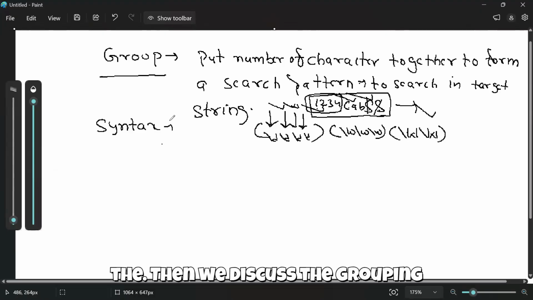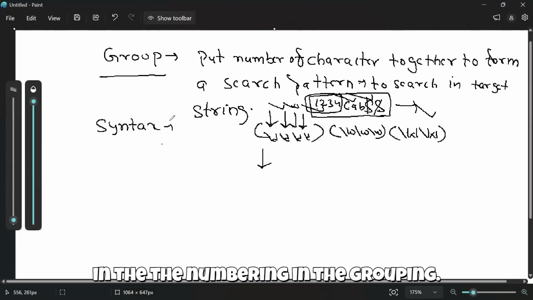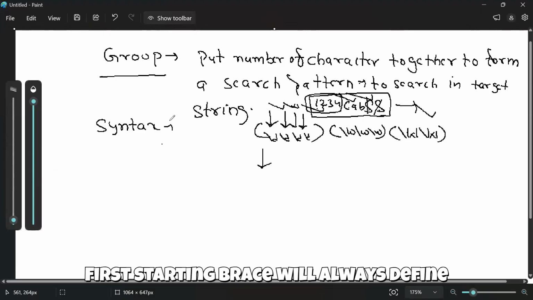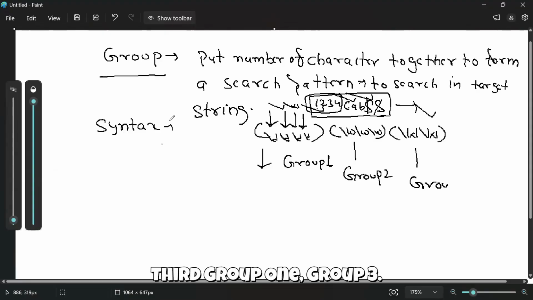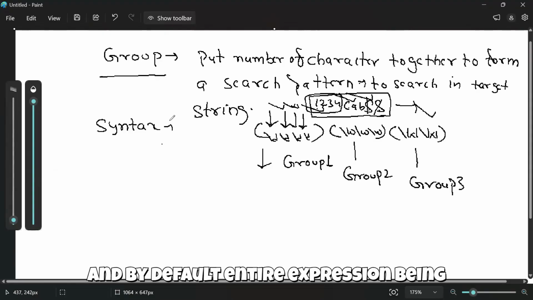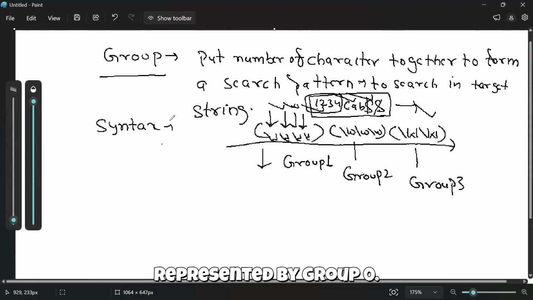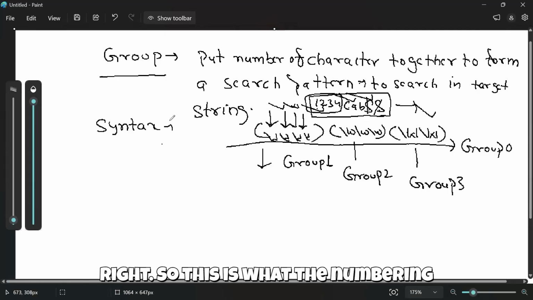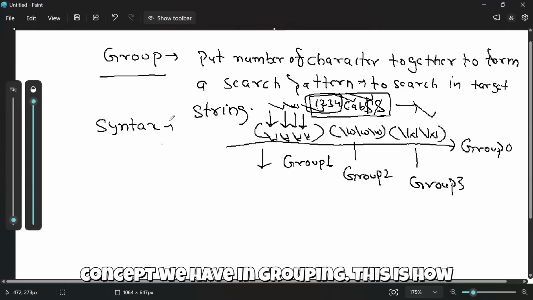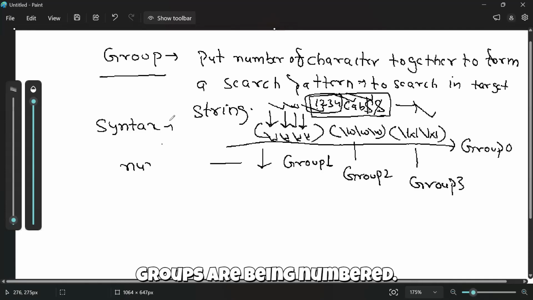Then we discussed the numbering in the grouping. First, the starting brace will always define group 1. Second, group 2. Third, group 3. And by default, the entire expression is represented by group 0. So this is the numbering concept we have in grouping. This is how groups are being numbered.